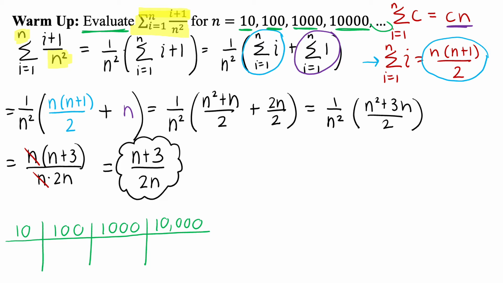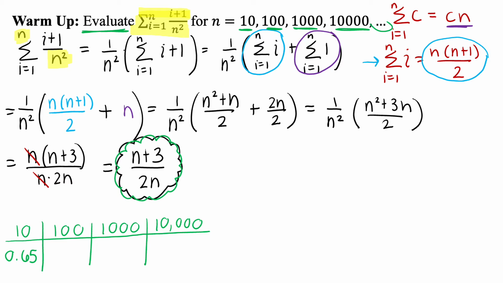And I'm going to reach for my calculator, and for each of these, I'm plugging into my new formula. So if I plug in 10 for n, I have (10 plus 3) over (2 times 10), and I should get a decimal. Go ahead and do it on your own and then come back and check. Filling in this table, you should get 0.65 for 10.